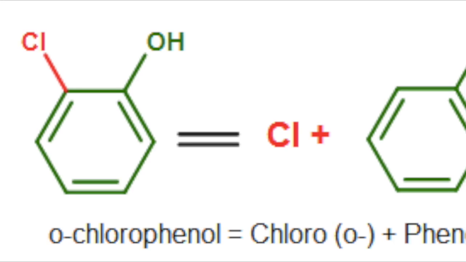Substituted benzene rings are numbered in the way that gives the lowest possible numbers for the substituents. Another way of naming benzene compounds is using the terms ortho, meta, and para. Ortho means 1 and 2, meta 1 and 3, and para 1 and 4.